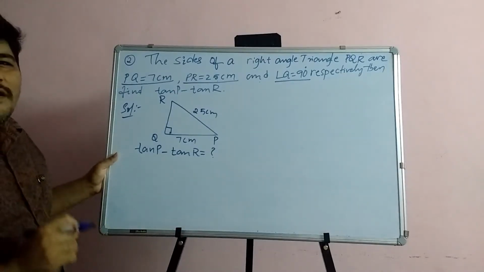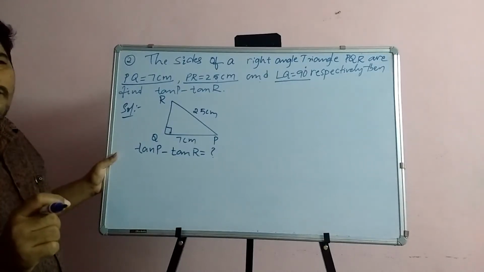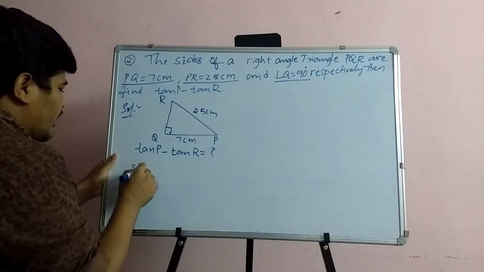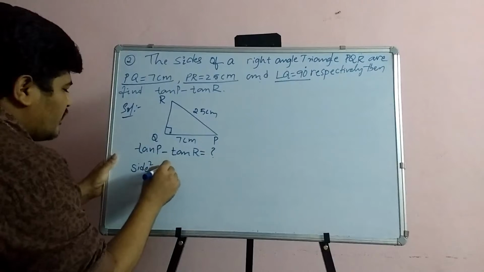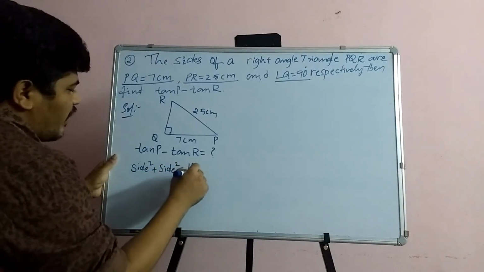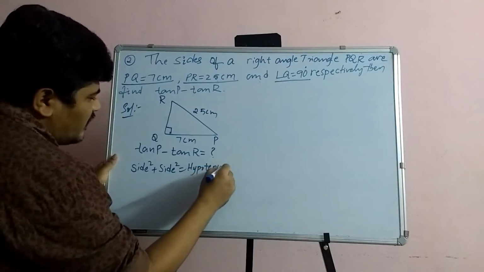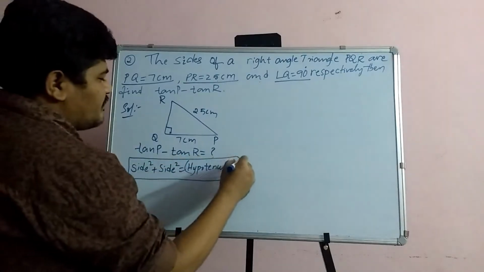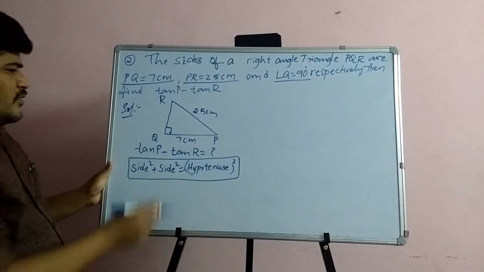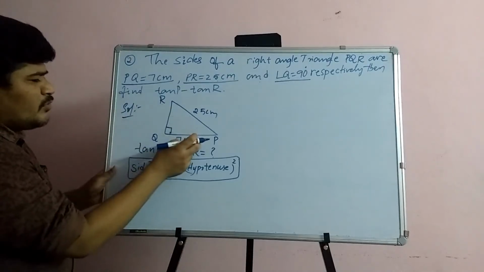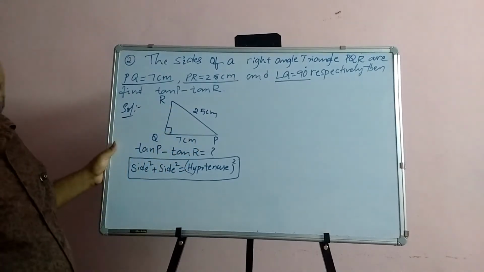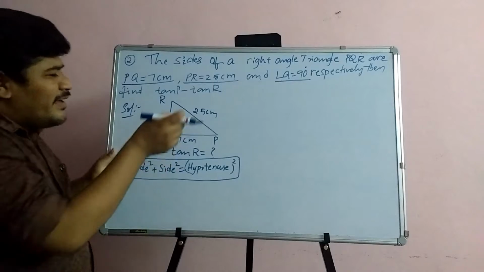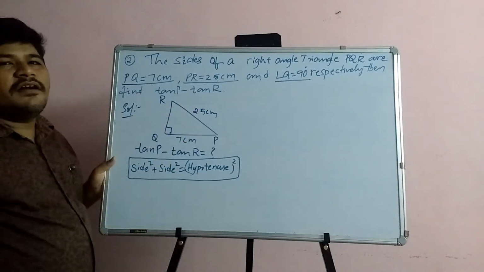So what is the Pythagoras theorem? Side square plus side square is equal to hypotenuse square. This is called the Pythagoras theorem. Now children, one of the sides is QR and one more side is 7. And in a right angle triangle, the side opposite to the right angle is called the hypotenuse, or else the longest side of the right angle triangle is called the hypotenuse.